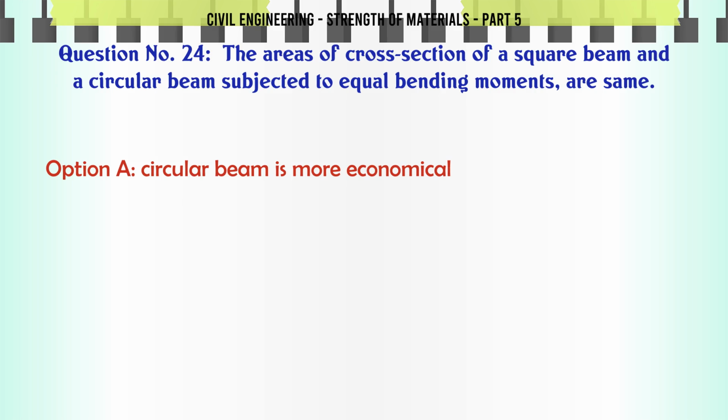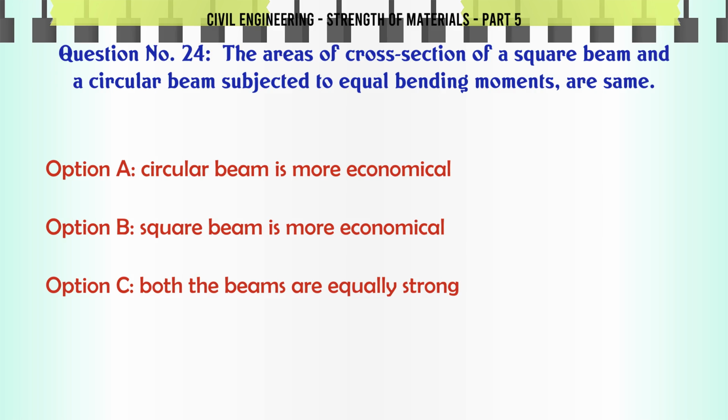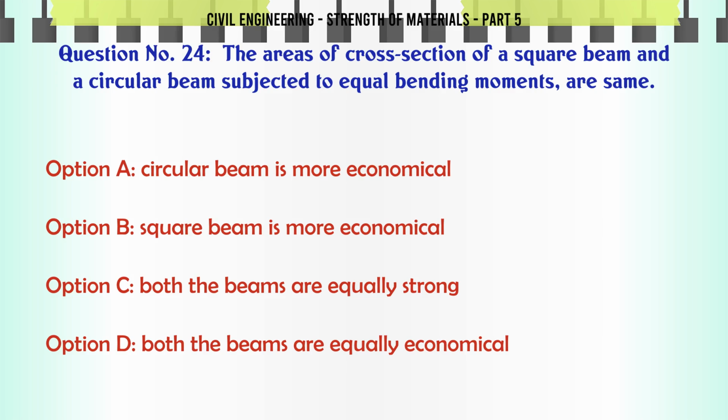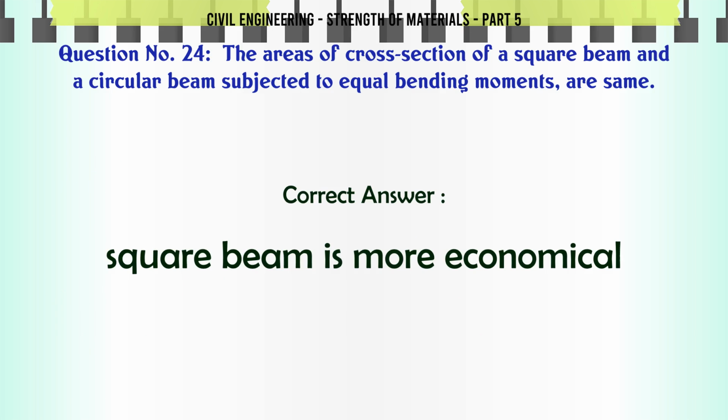The areas of cross-section of a square beam and a circular beam subjected to equal bending moments are the same. A. A circular beam is more economical, B. Square beam is more economical, C. Both the beams are equally strong, D. Both the beams are equally economical. The correct answer is square beam is more economical.